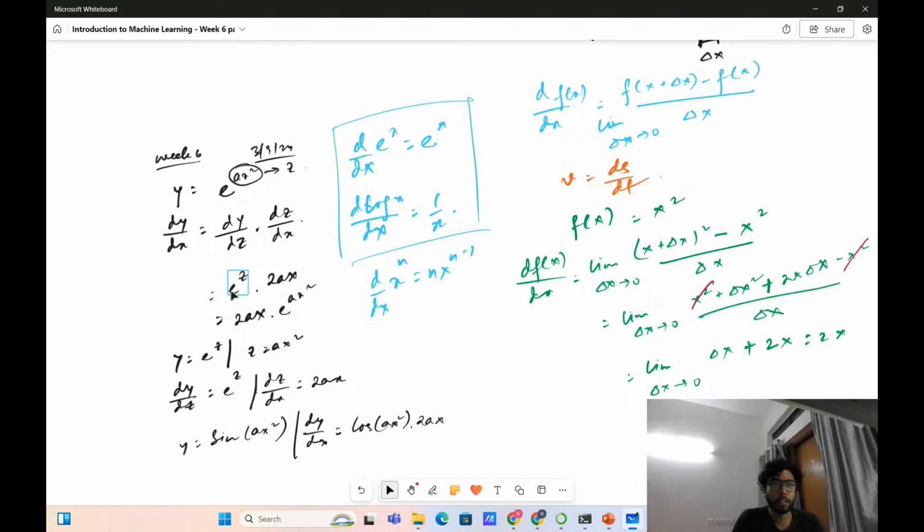So did everybody understand this? What happens is, e to the power of any function you have, first you take the derivative of e. The derivative of e is just the same thing, so that is e to the power of ax square. Then you take the derivative of whatever is in the power of e. Ax square derivative is 2ax. So that's one direct way to do it. But this is what the chain rule is all about.